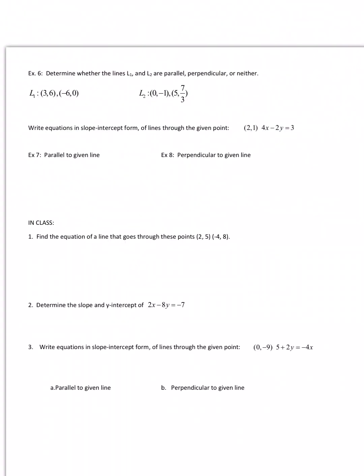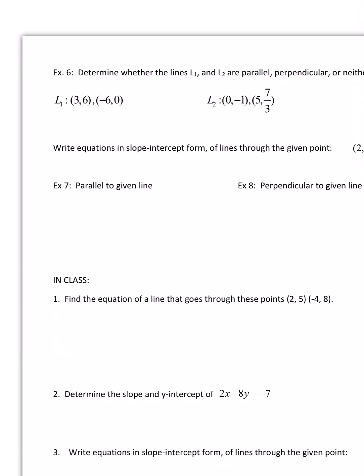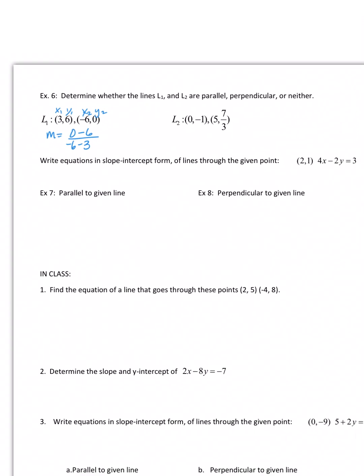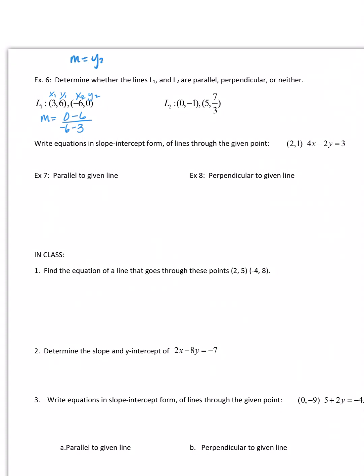All right, determine whether the lines L1 and L2 are parallel, perpendicular, or neither. So here we go. We're just going to have to find the slope. That's all we need to do here. So the slope of this guy, x1, y1, x2, y2. So I'm going to do 0 minus 6 over negative 6 minus 3. Remember how we find slope? Do you remember the formula? If you don't know it, learn it. y2 minus y1 over x2 minus x1. That's where I'm going with this. Then I come back over here. I have negative 6 over negative 9, which reduces to a positive 2/3.